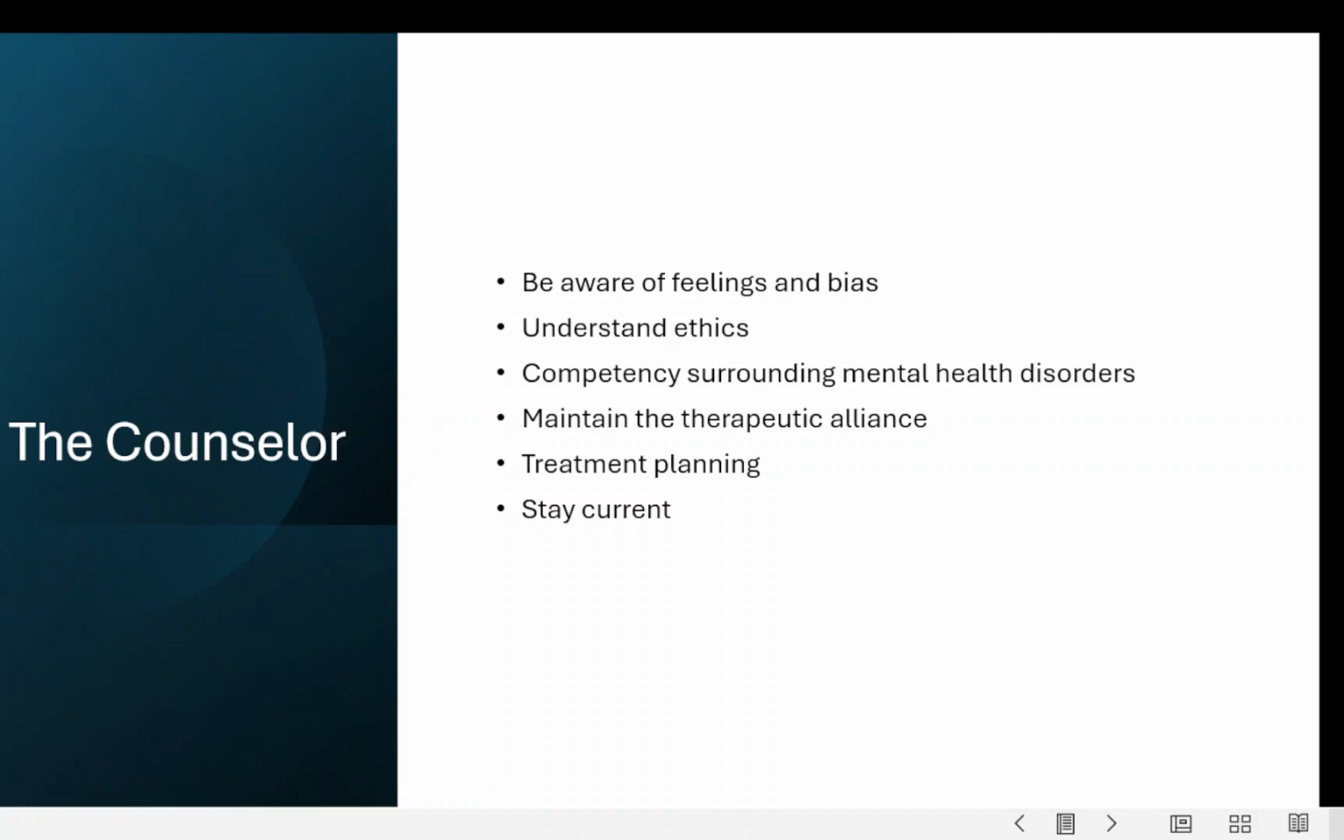Understanding ethics and ethical obligations is essential to the counseling profession. It's also crucial to have competency in the disorders we encounter. For example, the DSM changed from 4 to 5, and it caused some confusion as certain diagnoses were revised or even removed, like Asperger's disorder, which is now integrated into autism spectrum disorder, or the introduction of disorders like intermittent explosive disorder or premenstrual dysphoric disorder. This evolving knowledge underscores the importance of continuous education.